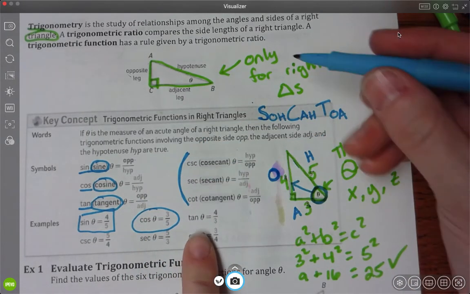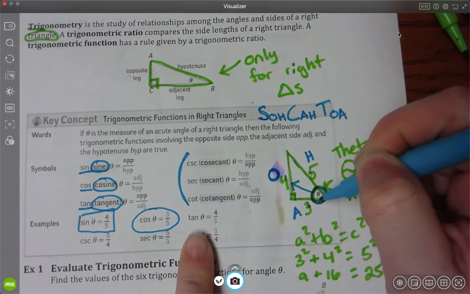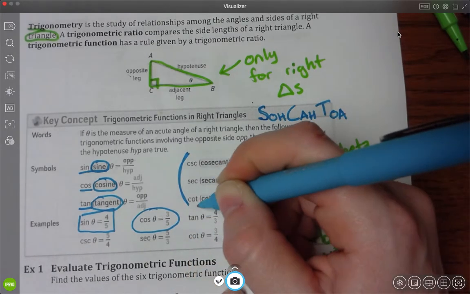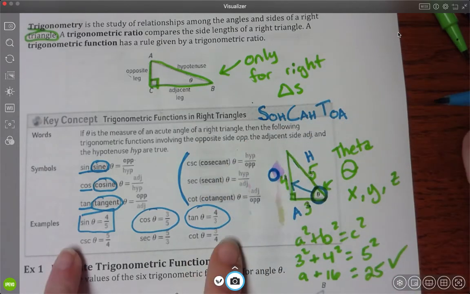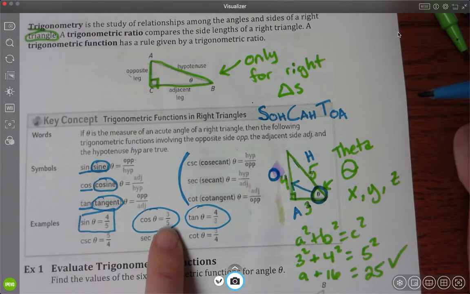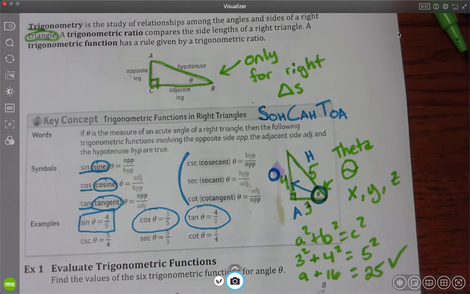Okay, and then tangent is opposite adjacent. So I have the opposite side over the adjacent side, 4 over 3, and that's what it will look like. Okay, and then we'll get to these 3 down here and kind of what they're talking about. But all we're doing is talking about sine, cosine, and tangent. We're talking about sides in relationship to each other.